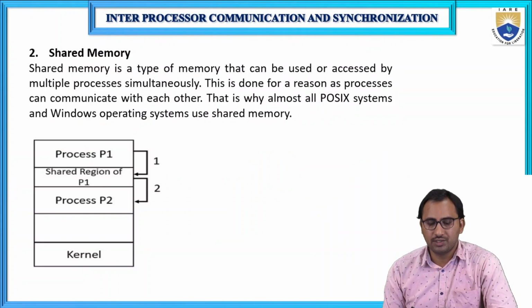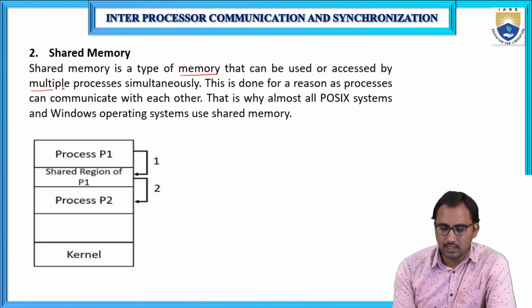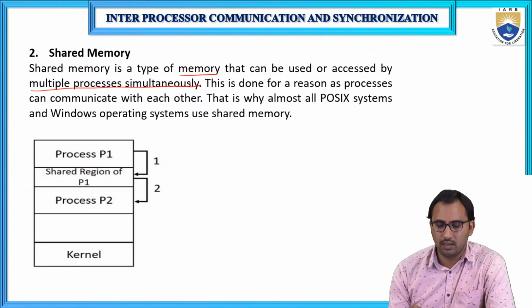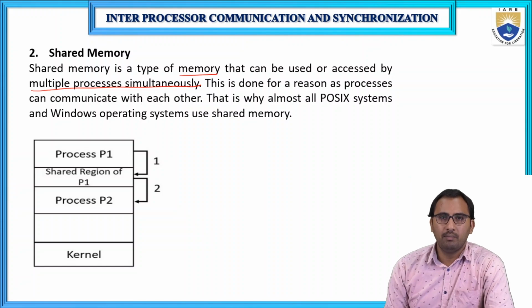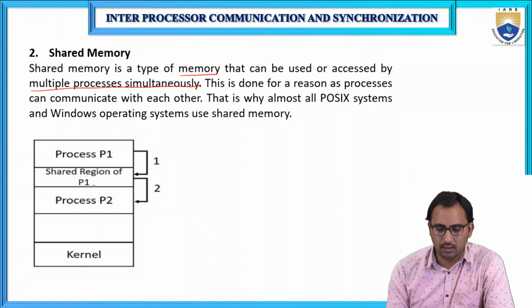And coming to the second one, shared memory. Shared memory is a type of memory that can be used or accessed by multiple processes simultaneously. Suppose in a multiprocessor system, we have multiple processors, say 2 or 3 or 4, 5, and so on. All those processes can simultaneously access this shared memory. So this type of memory is called shared memory, and this is done for a reason.